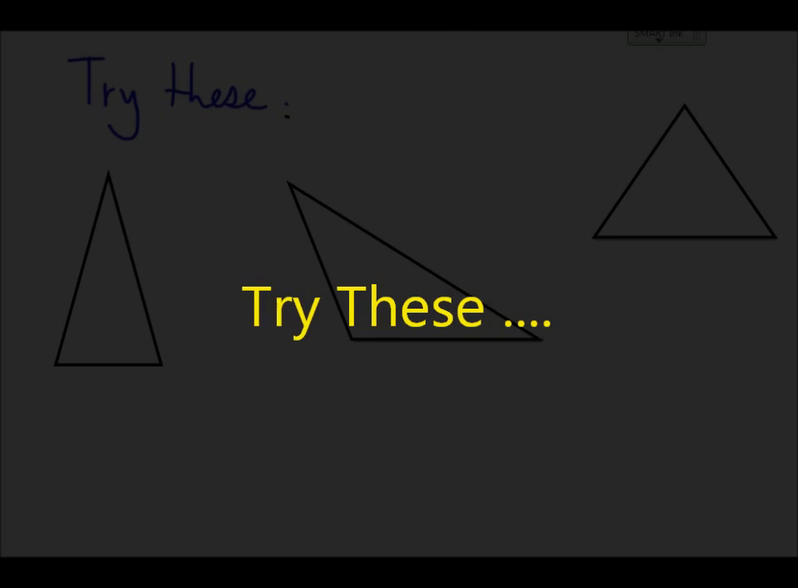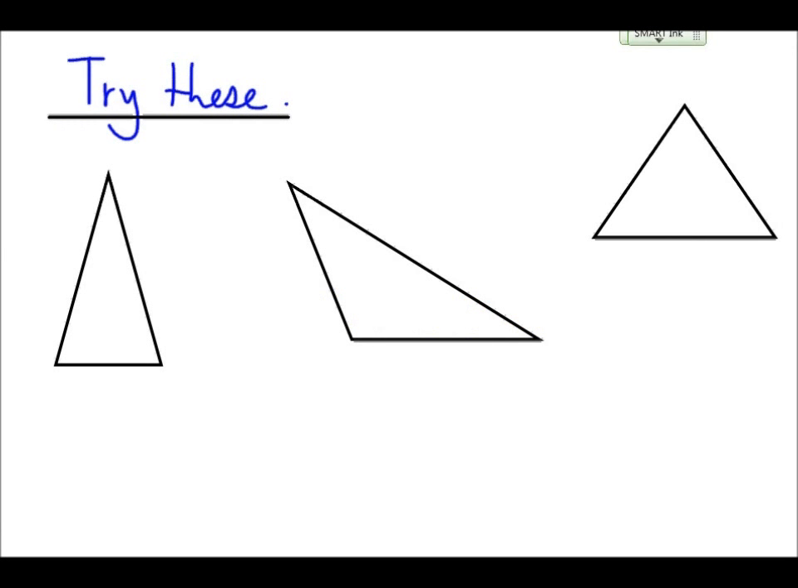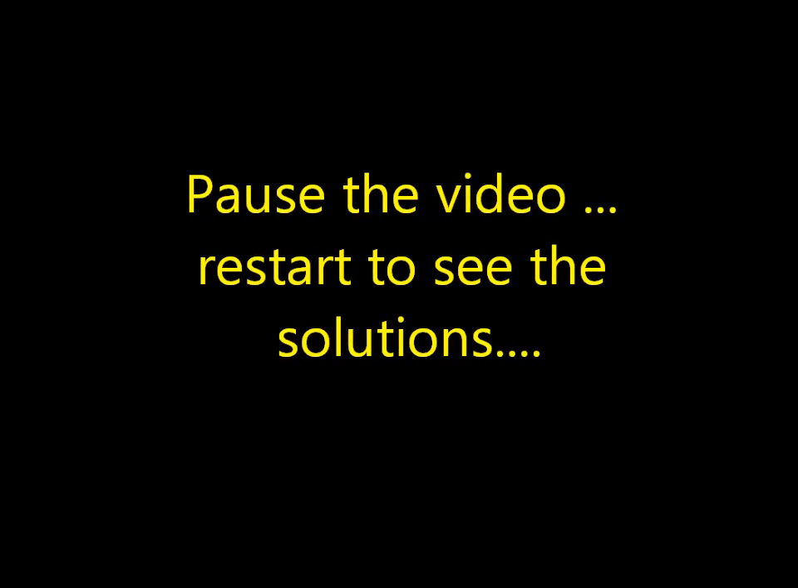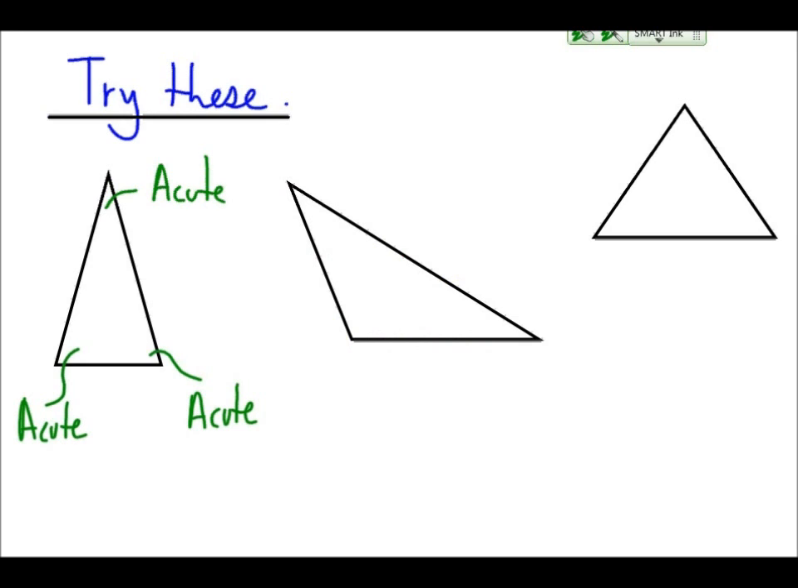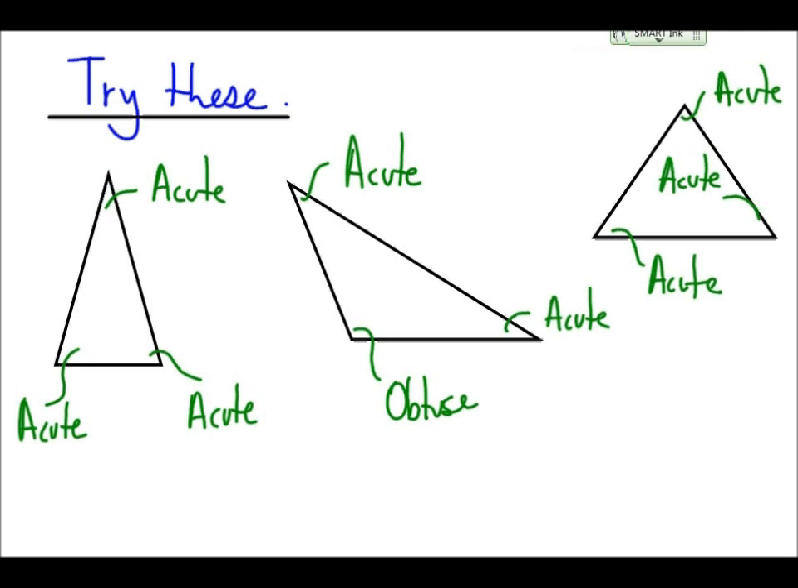Try some practice questions. Figure out the angles in the corners of these triangles. Pause the video now, figure out your answers, and then restart when you're ready to see the solution. Alright, the first one has 3 acute angles in the corner. They're all less than 90. The second one, it has 2 acutes and an obtuse, and the third one has 3 acute angles in the corner. Don't forget, you got to compare each corner to 90 degrees.